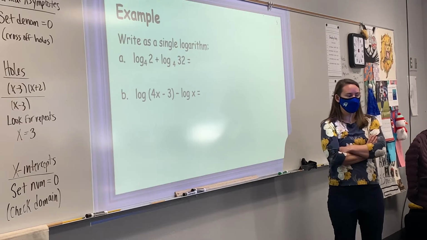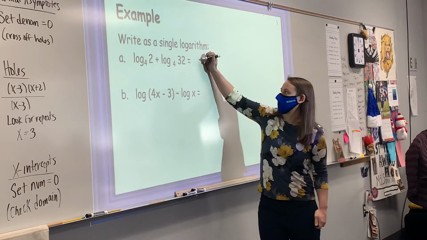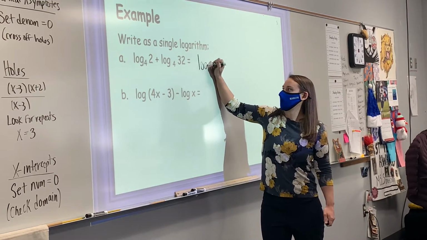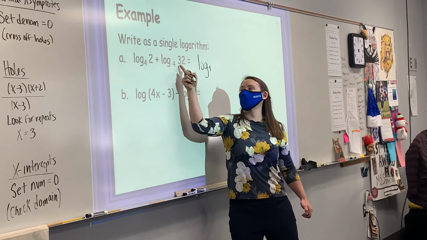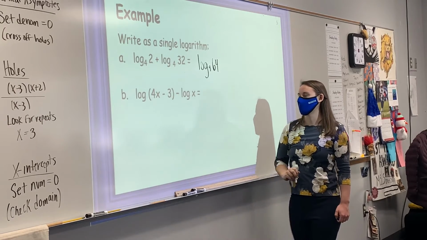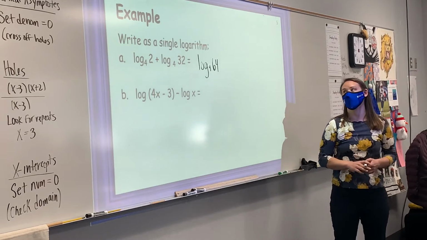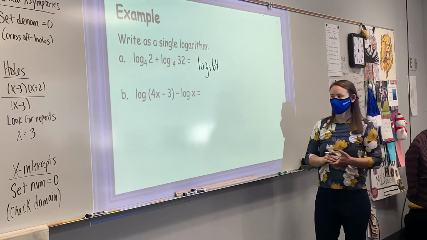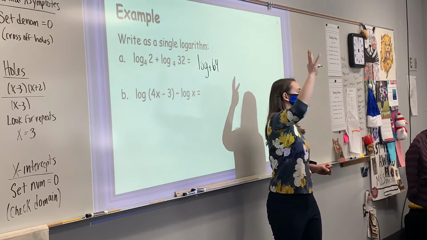All right, we're going to start. This first one was addition. So we're going to do what with these two numbers? Multiply, good. So 2 times 32 is 64. The answer to that is actually just plain old 3, because 4 cubed is 64, but I'm fine with you leaving it like that. Okay, this next one is subtraction, which becomes what?